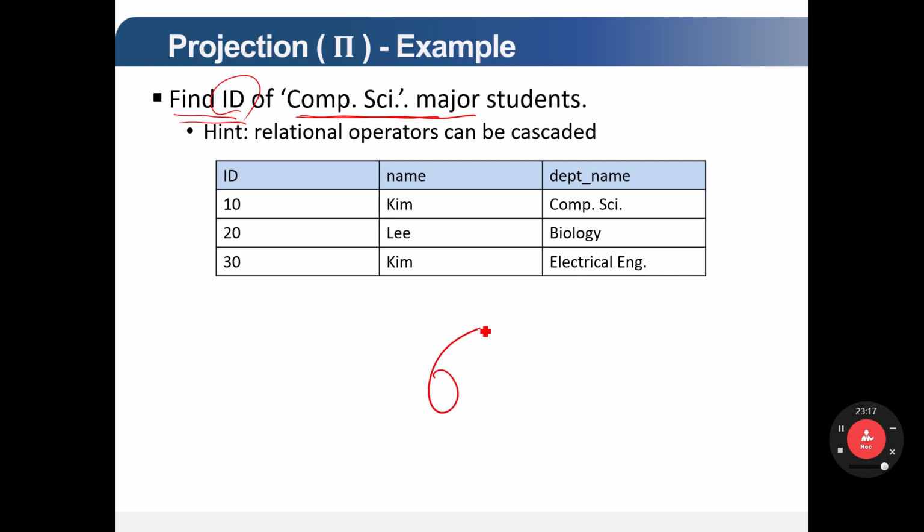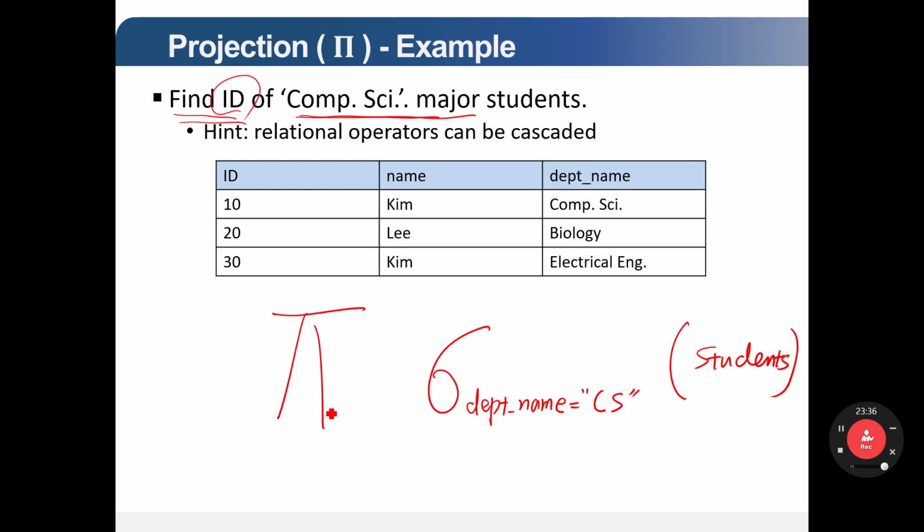Let's apply filter operator first. So department name is the only filter condition here. And it is a unary operator that requires a student table, student relation. After that, we apply projection operator to retrieve only ID. Okay.